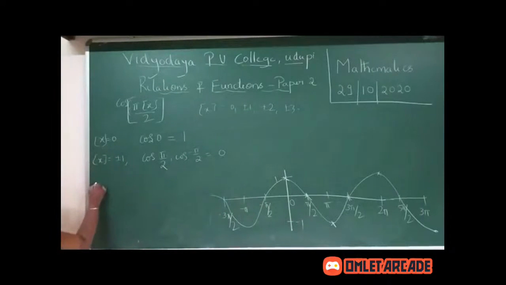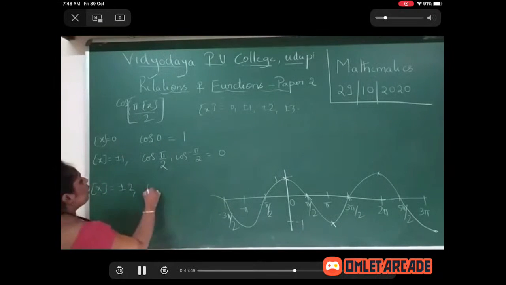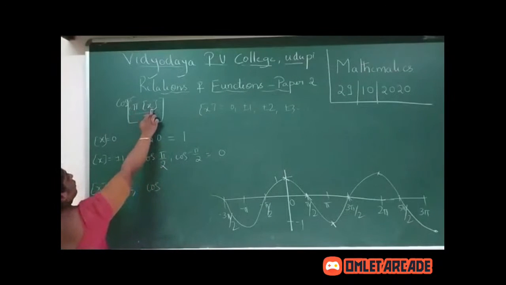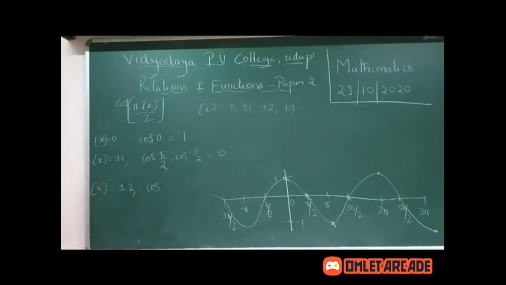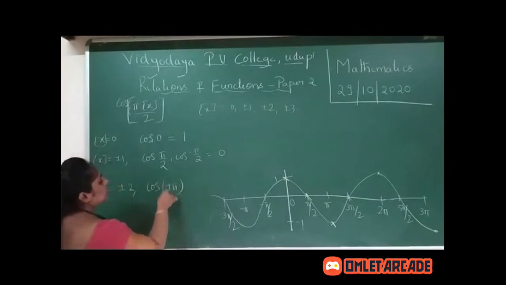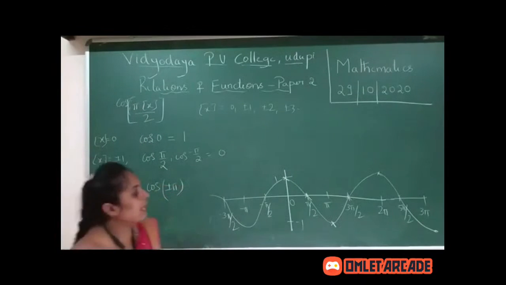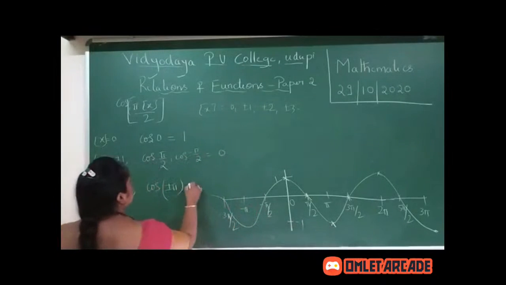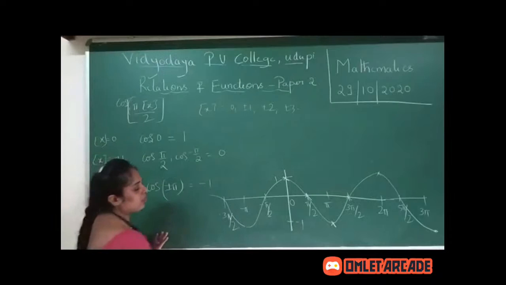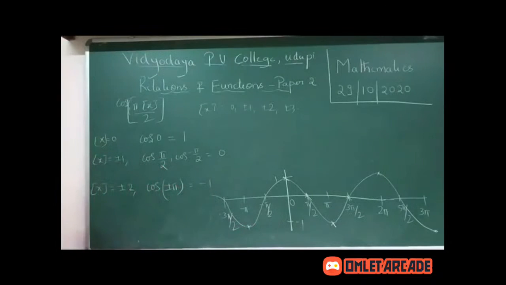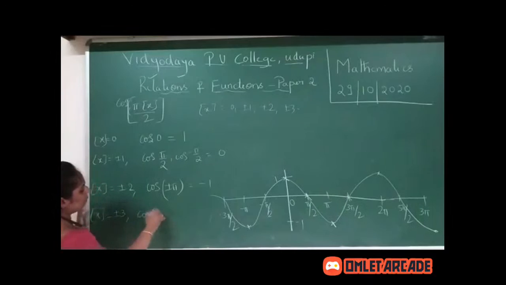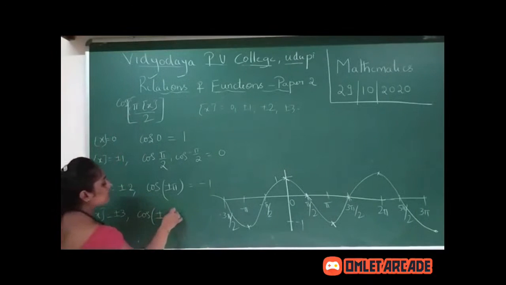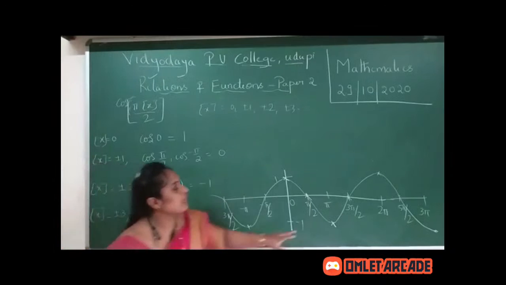Now let us check for the other one. The greatest integer x as plus or minus 2. If I put plus or minus 2, what will I get? Cos of 2 into pi by 2. The 2 will cancel. I am going to get plus or minus pi. What is cos pi? Minus 1. Cos minus pi is also minus 1. Next, I put the next value, that is 3. If I put plus or minus 3, I'll get cos plus or minus 3 pi by 2.